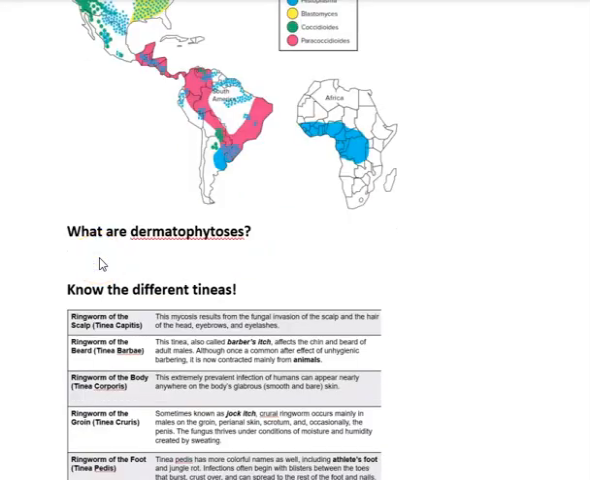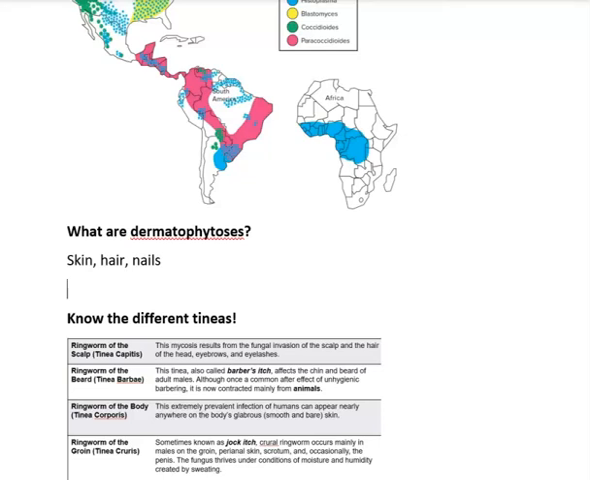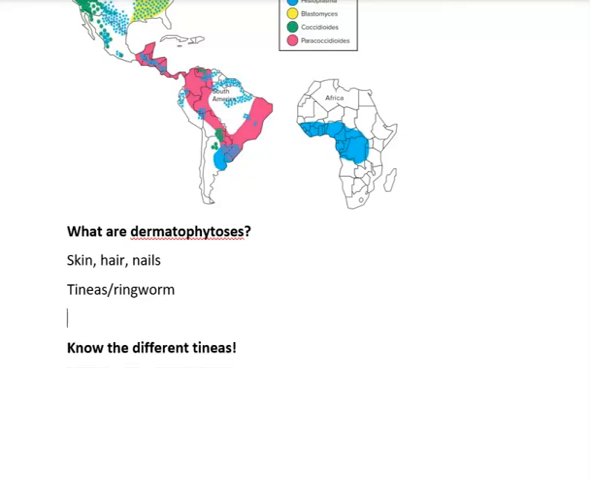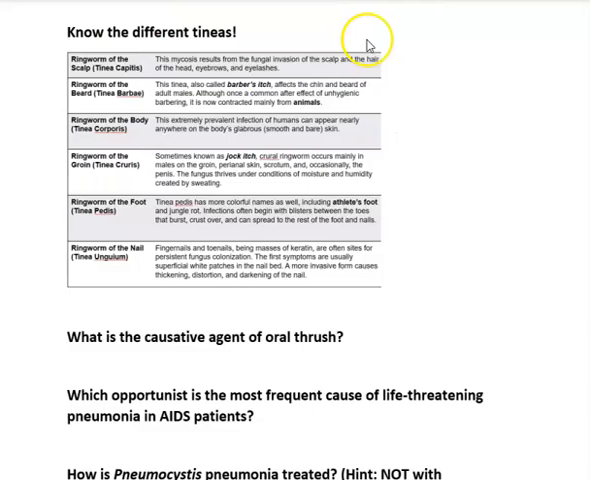What are dermatophytoses? You might remember that these are going to be fungal infections of the skin, hair, and nails. These are also called tineas or ringworm, okay? And they can be very time-consuming to eradicate completely.